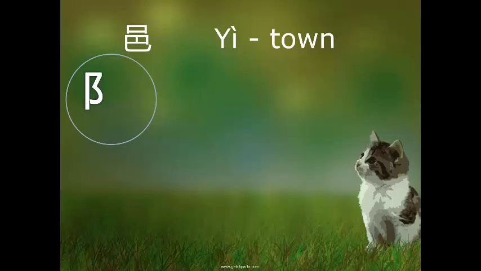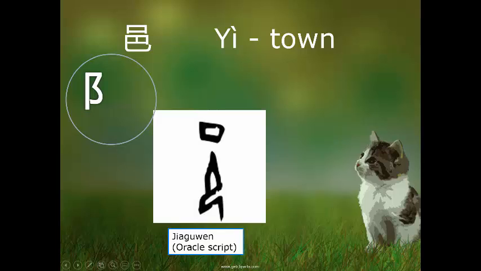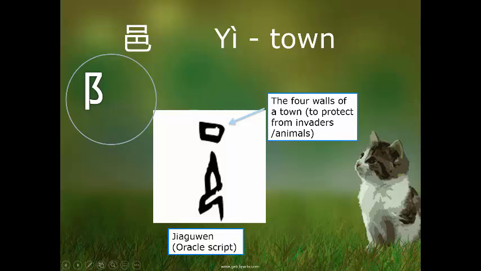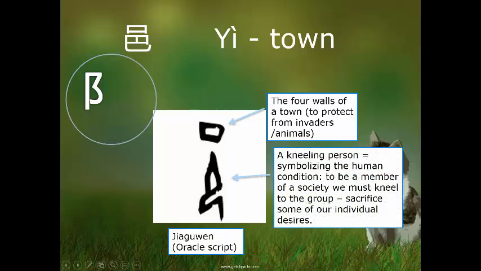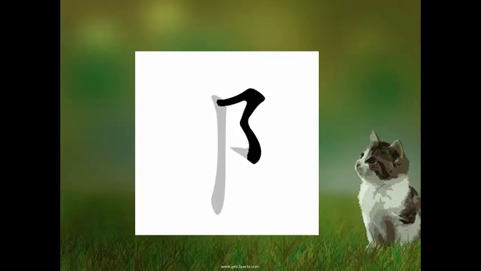The last character is yi, which means town, and we're going to practice this form only, which looks like a Greek beta. The long form comes from this picture, which has a walled town on top, and then a person on their knees. Chinese towns all had walls to protect from invaders or animals, and the kneeling person symbolizes the human condition. To be a member of society, you have to kneel to the group and sacrifice some of your individual desires. Like, I'd like to wear my gym shorts all the time, but I'm forced to wear pants to get a job. And to draw the town radical, you do the beta.